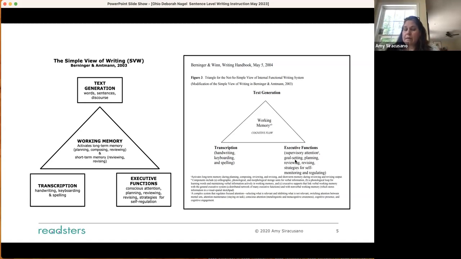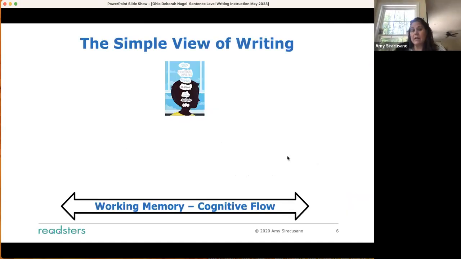Helping kids with goal setting, teaching them how to plan, review, revise, strategies for self-monitoring and self-regulating. And this takes a lot of time for kids to be able to do independently. So in the beginning, for us educators, we provide kids with graphic organizers, sentence frames, constant reminders, checklists. All of those things can help to support this area of this model. So to be a skilled writer, we need all of these things working in tandem with one another, and that takes a lot of time, right? Working memory, cognitive flow is absolutely happening all the time.